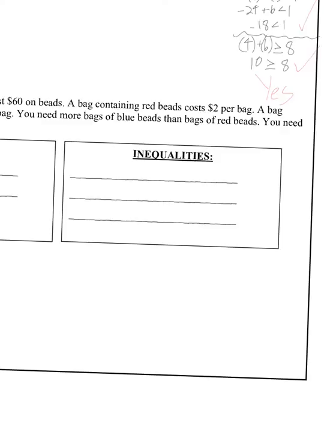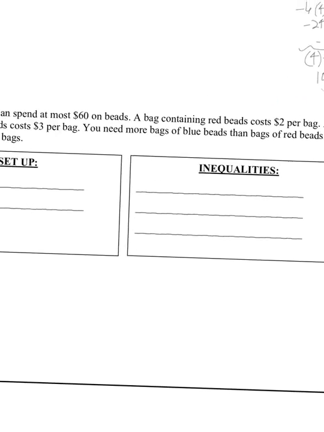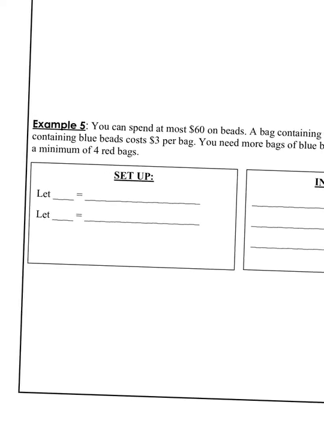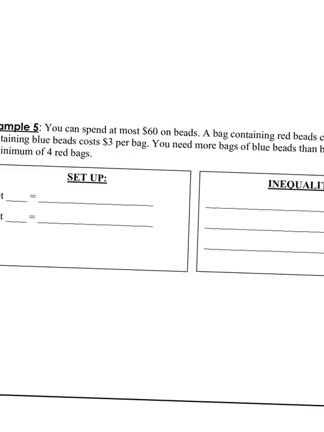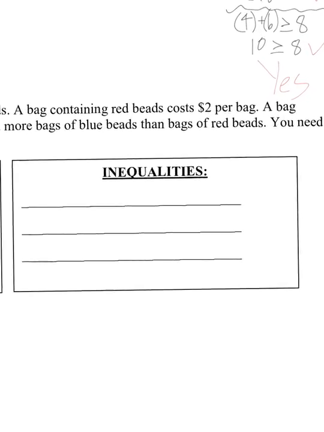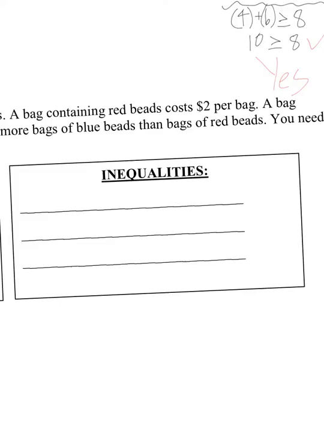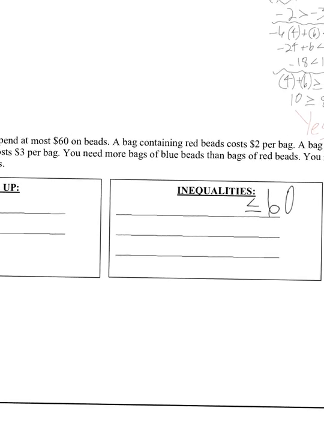And these are real tricky. You have to really pay close attention to the language of them. It says you can spend at most $60 on beads. So I'm just going to start my equation right here. At most 60 means you can be less than it or equal to 60, but you cannot exceed 60. So that's why I'm going to use a less than or equal to 60.